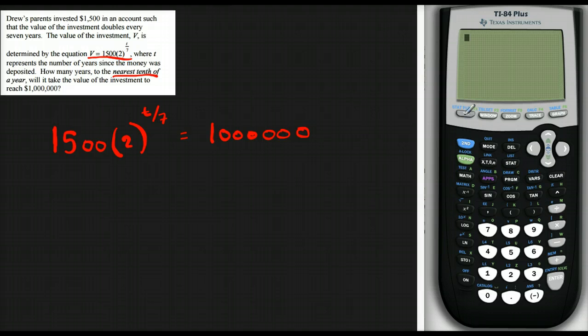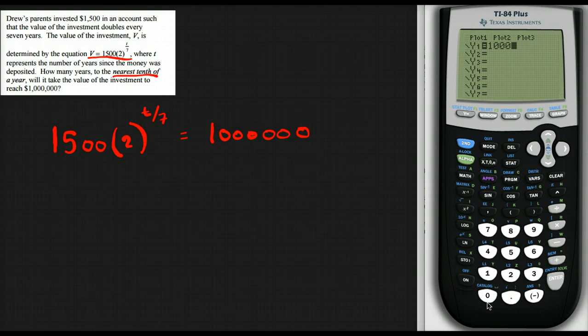To solve this by graphing, I'm first going to go to the y equals screen in my calculator, and I'm going to plug it in. So I'll put the 1 million into my y1. I could put it into my y2, but I'm going to do y1 just because. So that's 1 million. I'm counting zeros to make sure I did that right. And then I'm going to plug in the other half of the equation into my y2.